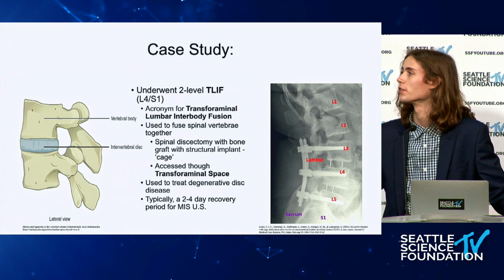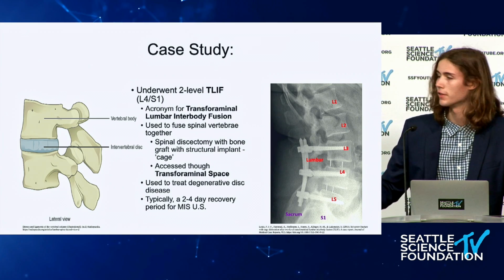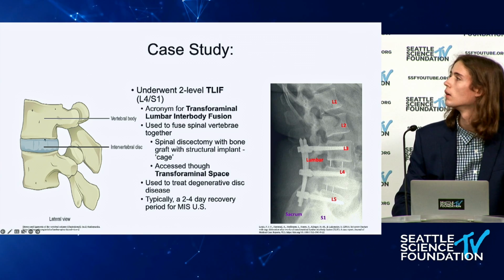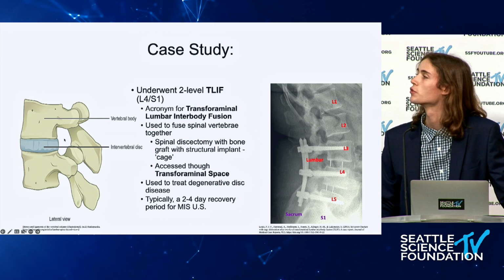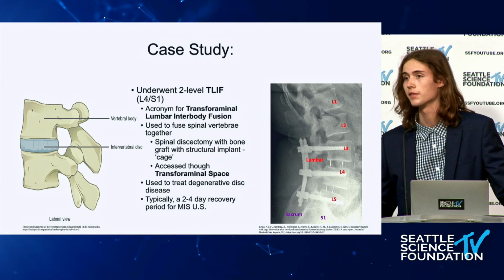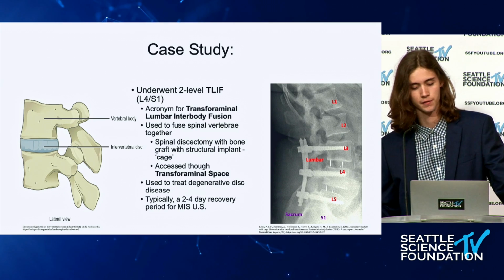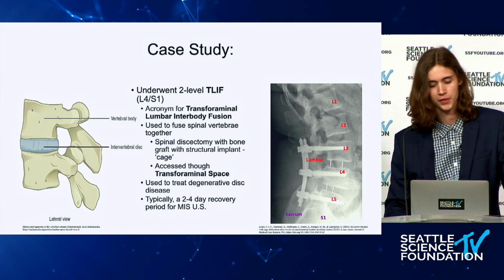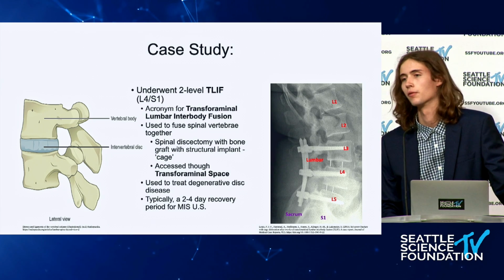The surgeon accesses this through what's called the transforaminal space. That's right here. And from there, the surgeon will have to resect parts of the lamina, even the spinous process, along with both the superior and inferior facets. This treatment is used to resolve degenerative disc diseases and typically has a 2 to 4 day recovery period.